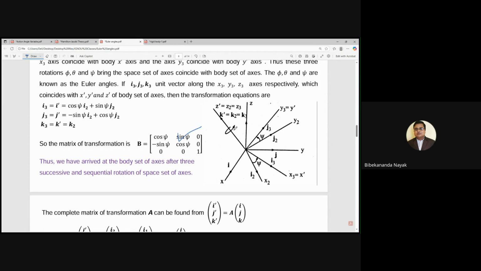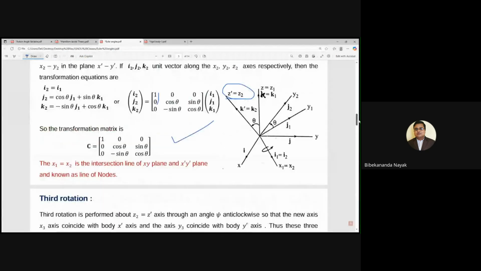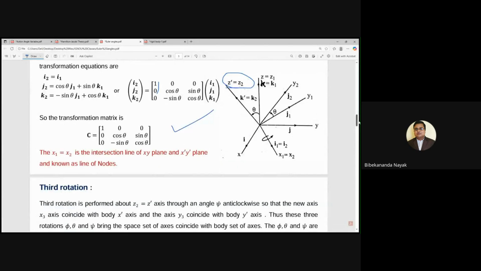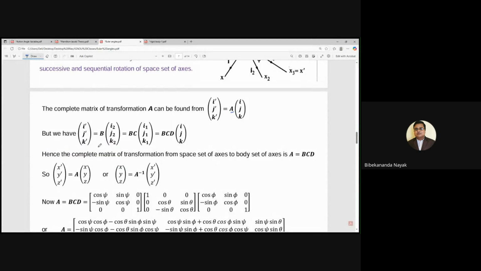Okay. But we have to perform them in a specific order. First the phi rotation about the z-axis, then the theta rotation about the new x-axis, then the psi rotation about the new z-axis. So the order is DCB. So the total complete operation, if you call it A, is A equal to B, C, D acting on i cap, j cap, k cap. If a transformation A makes it, then A is equal to B, C, D, i cap, j cap, k cap.